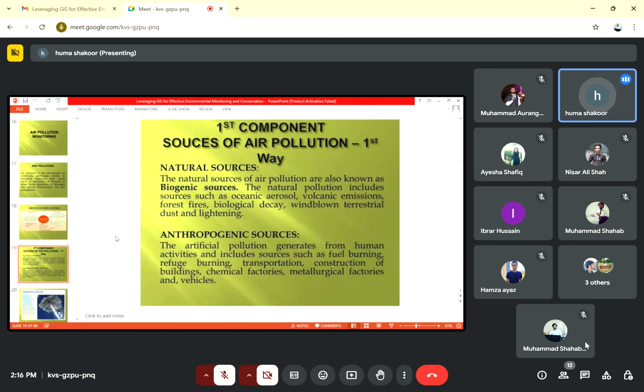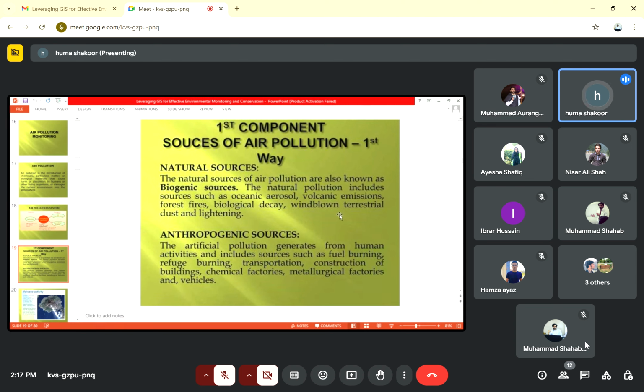Components of air pollution: sources. There are two main sources of air pollution. One is called natural sources and the other one is called anthropogenic sources. Anthropogenic sources are divided into two types. One is the static source and the other one is the mobile source. What is the static source? That is the industries, the commercial areas and the housing and residential areas.